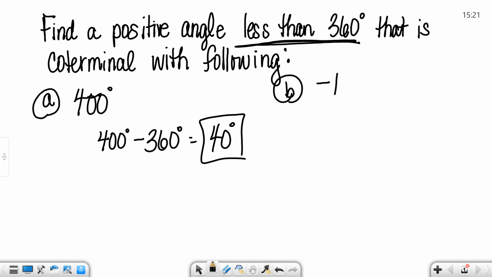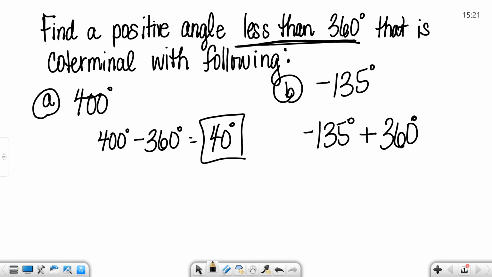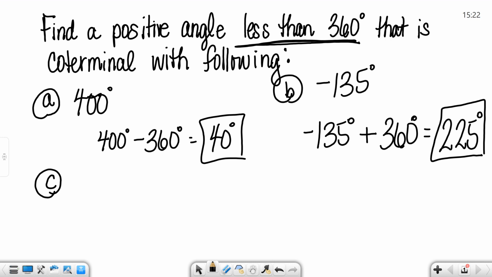Negative 135 degrees. Okay, I've got my theta, and I'm going to add 360 because I want my answer to be less than 360. So this is going to give me 225. Okay, awesome. All right, let's try one that's in radians. So in this case, we think of this 360 as being 2 pi. All right, let's try 17 pi over 6.